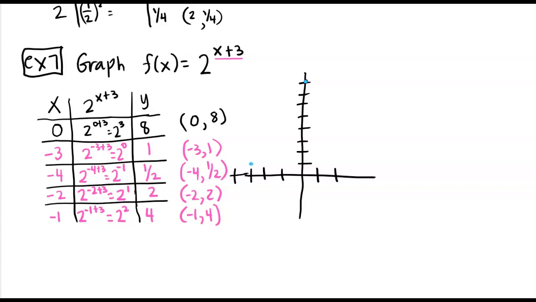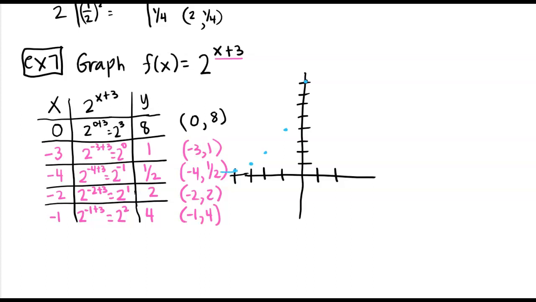Right, and -4 up a half, and -2 up 2, and -1 up 4. Right, and then 0, I had 8. And if I went over 1, then I'd have 1 plus 3, which is 4, so 2 to the 4th power would be 16, so I'd be clear up there.